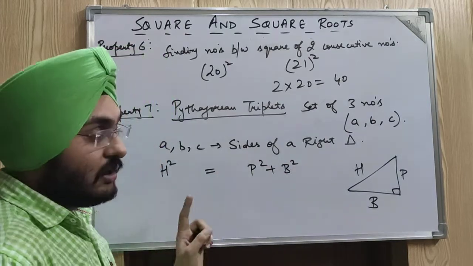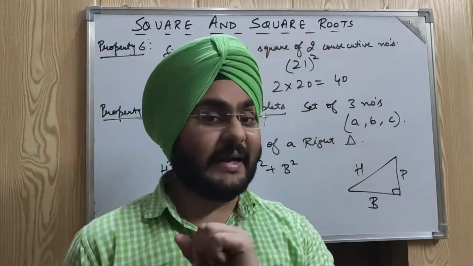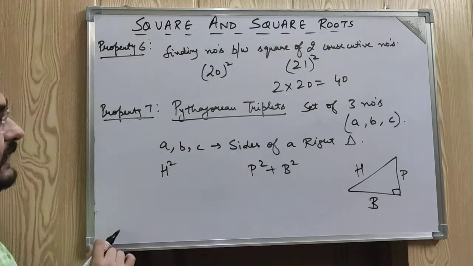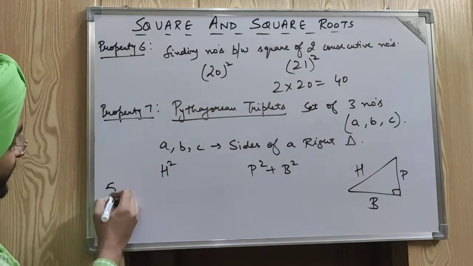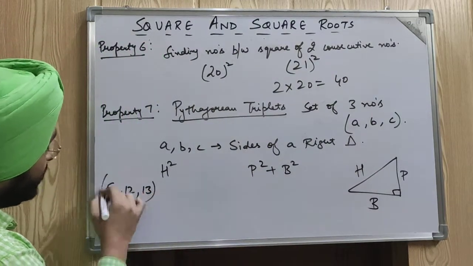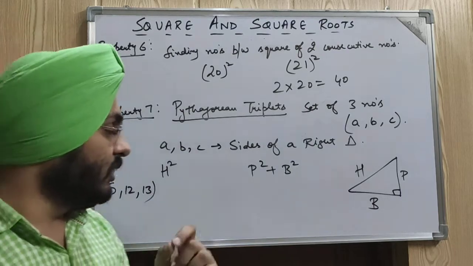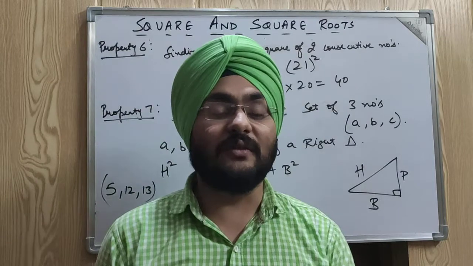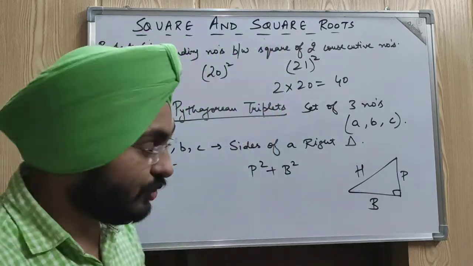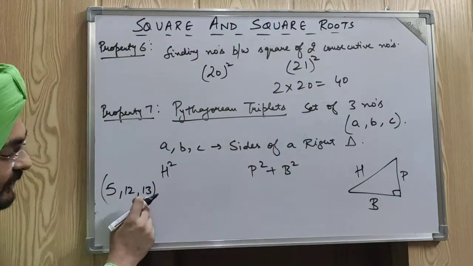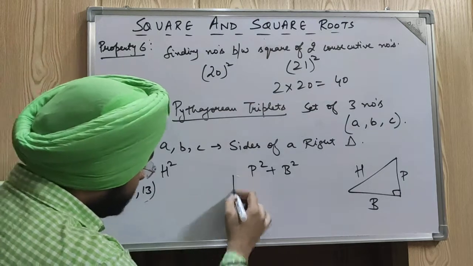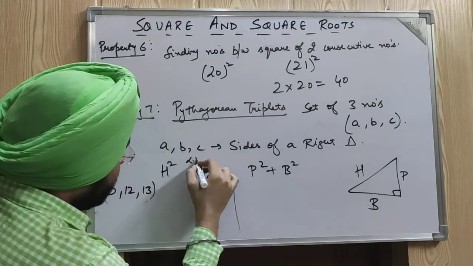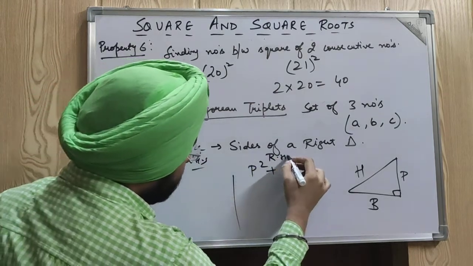These two are equal only when this is a right angle triangle. Suppose I'm taking an example here. He is saying find whether 5, 12 and 13 form a Pythagorean triplet or not. So the hypotenuse is the longest side of the right triangle. You know about this thing. So here the longest side is what? 13. I'm taking this as the left hand side and this as the right hand side.